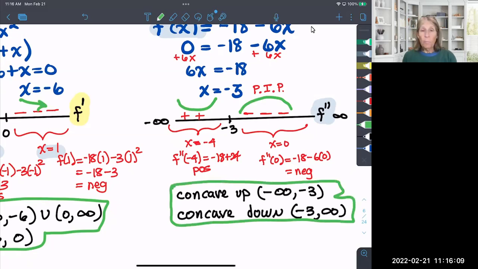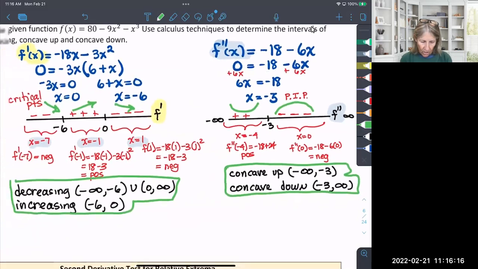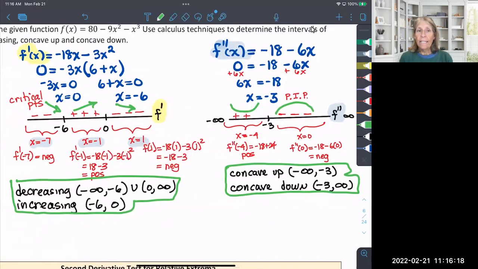Now, there's so much more they could ask. They could say, what's the inflection point? What's the max or the min? And actually all that information is all right here for us. I just didn't give that because it didn't ask for it. Okay, but it's definitely available. And I hope you can kind of see that.